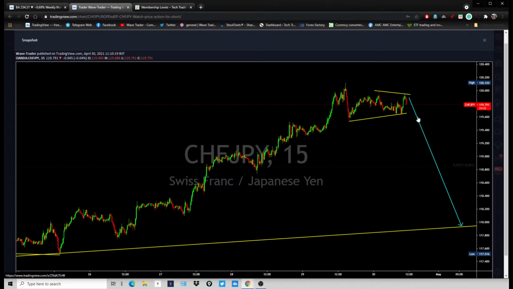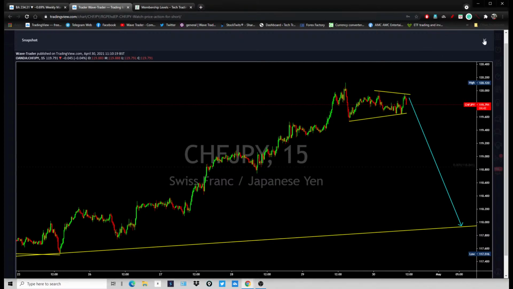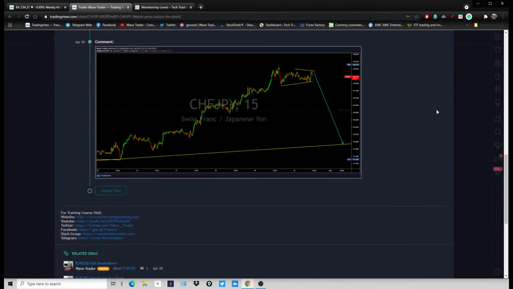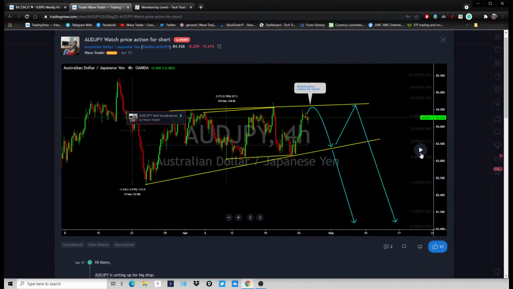Next week when the market opens, you are simply looking for a breakdown and sell opportunity on the CHF yen. The CHF yen, all yen pairs are going to be good to catch within the next couple of weeks to months, so don't let them go. Strength on the yen. Aussie yen is also going to be a sell opportunity.